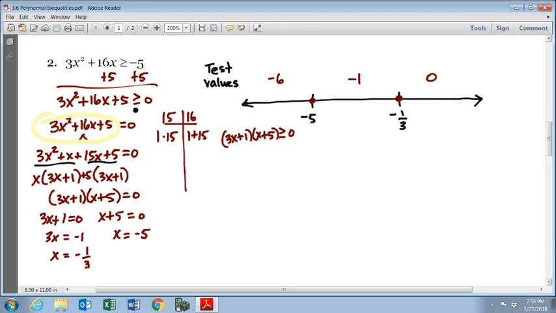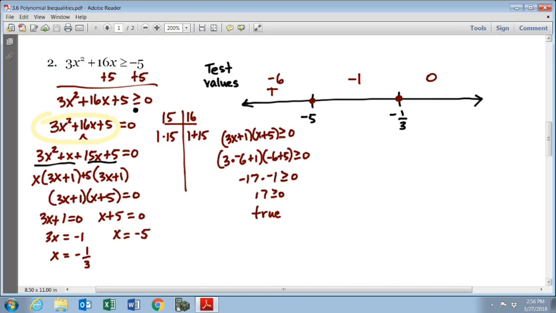You could just plug in your test values into that if you prefer. I tend to do it in factored form. So let's see, we have 3 times negative 6 plus 1, times negative 6 plus 5. So we're going to get negative 17, negative 18 plus 1, times negative 1. So we want to know if that's greater or equal to 0. That's 17, which is greater or equal to 0, so that's true. And so negative 6 worked when we plugged it in to the inequality.